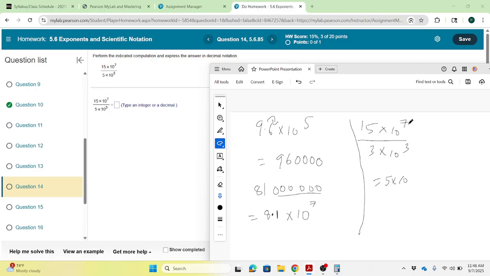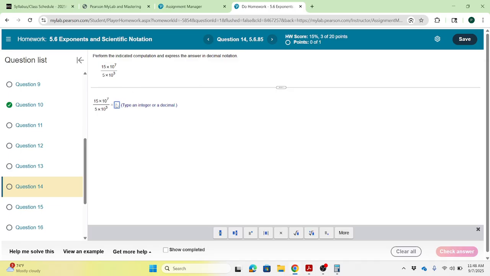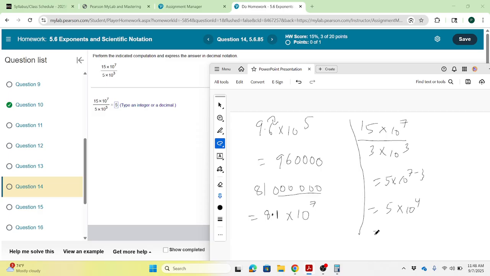10 to the power 7 divided by 10 to the power 3, that is 7 minus 3, which is 4. So 5 times 10 to the power 4. That's a scientific notation. Type an integer or decimal. Okay, we don't want to express the answer in scientific notation. We would like to express the answer in decimal form. So that means we write down 5, and how many zeros do we have to add? 1, 2, 3, 4. Okay, that's 4 zeros.